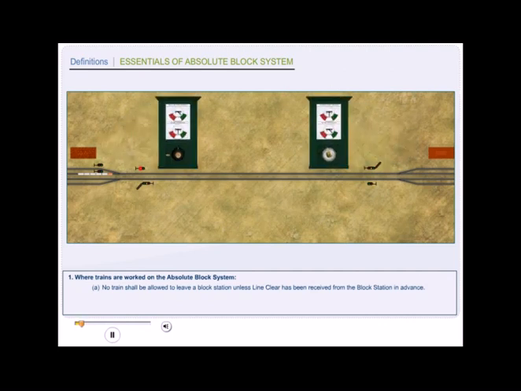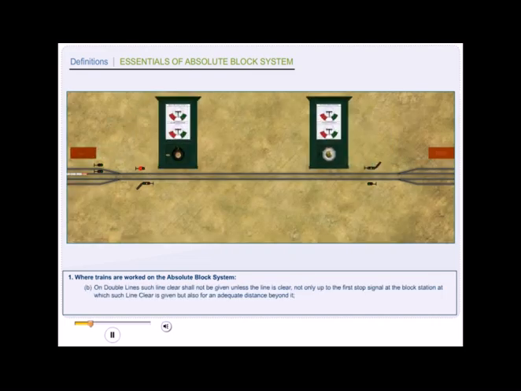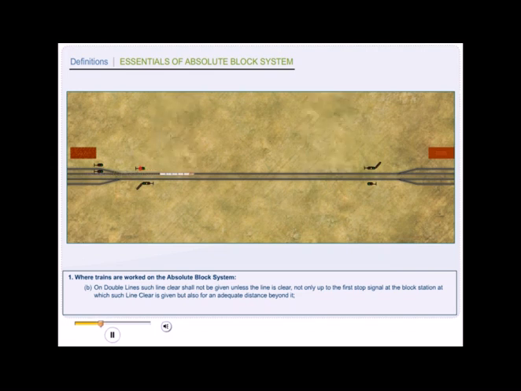No train shall be allowed to leave a block station unless line clear has been received from the block station in advance. On double lines, such line clear shall not be given unless the line is clear, not only up to the first stop signal at the block station at which such line clear is given, but also for an adequate distance beyond it.